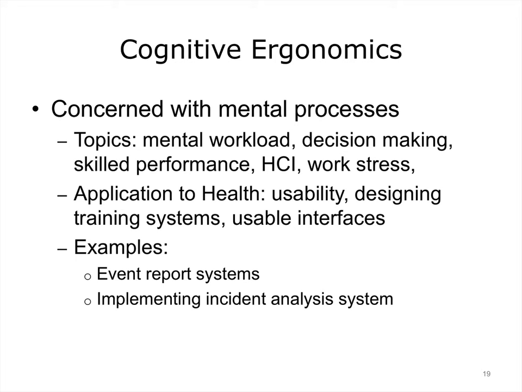Recall that cognition, as defined by the Merriam-Webster Dictionary, is, quote, conscious mental activities, the activities of thinking, understanding, learning, and remembering, end quote. So, cognitive ergonomics addresses the gamut of cognitive issues, including decision-making, skilled performance, and mental workload, which is an issue that we will come back to later in this lecture. It also addresses usability of systems, which is a central issue in this course. This lecture focuses predominantly on cognitive issues.